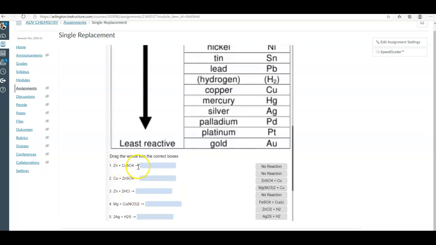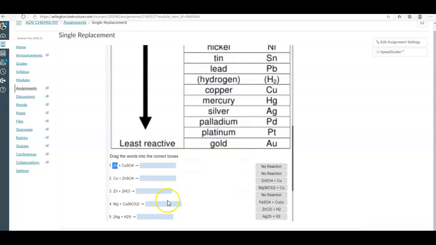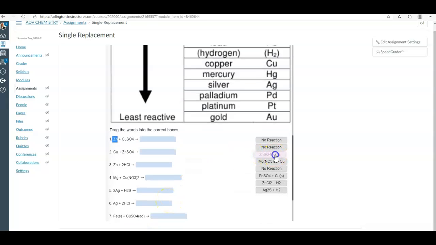Zinc reacting with copper sulfate. You're going to compare copper with zinc in the activity series. This is copper here, and this is zinc up here. You could say that zinc is higher than copper. Because of that, zinc can replace copper in this compound, so there will be a reaction. In this case, it's going to be zinc sulfate and copper, because the zinc will displace copper in that reaction.